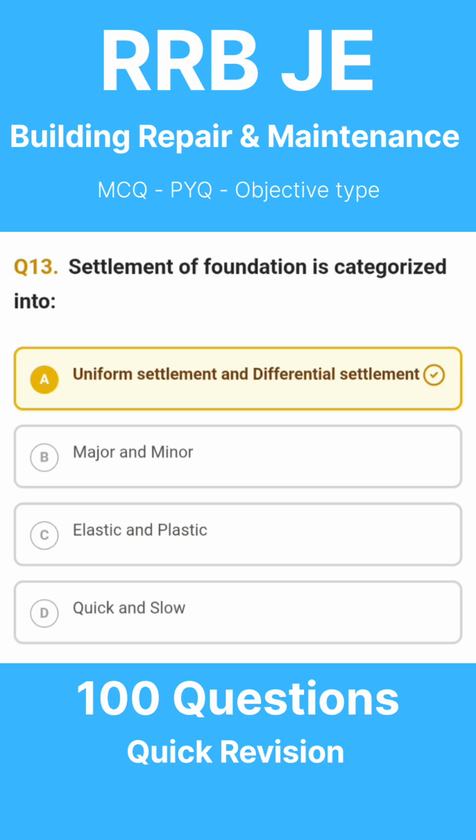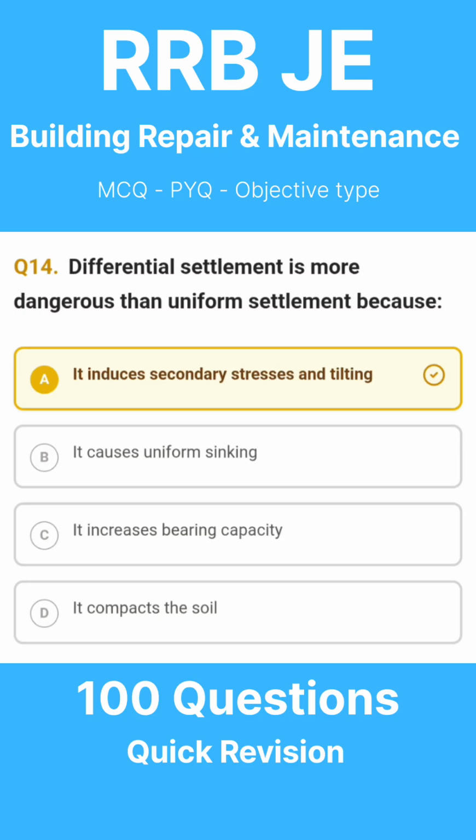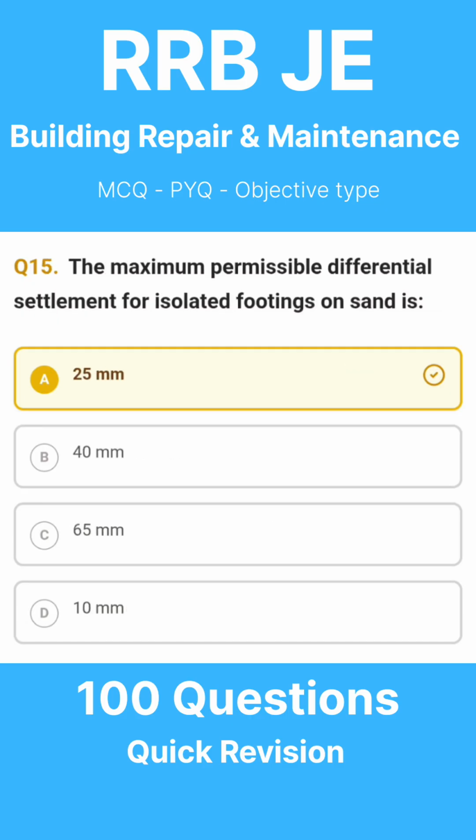Question 13. Settlement of foundation is categorized into. The correct answer is uniform settlement and differential settlement. Question 14. Differential settlement is more dangerous than uniform settlement because. The correct answer is it induces secondary stresses and tilting. Question 15. The maximum permissible differential settlement for isolated footings on sand is. The correct answer is 25 mm.